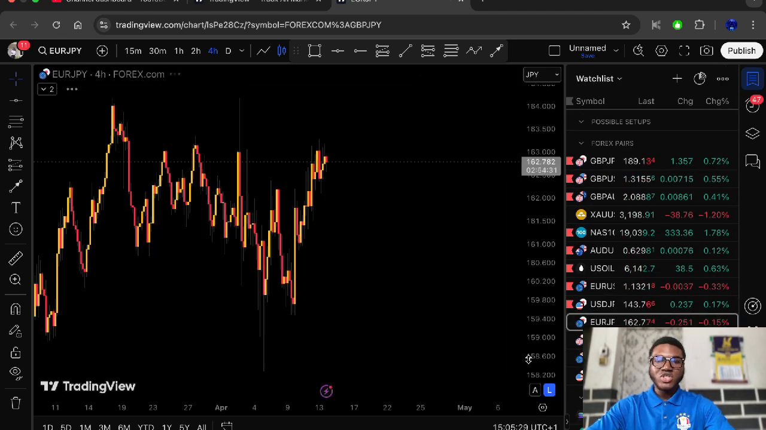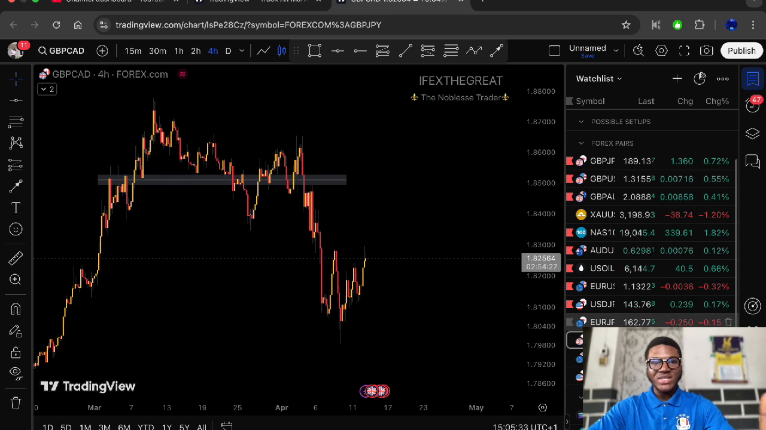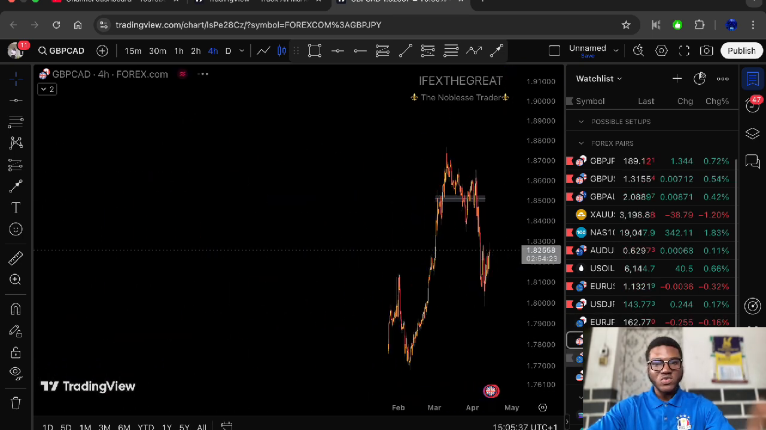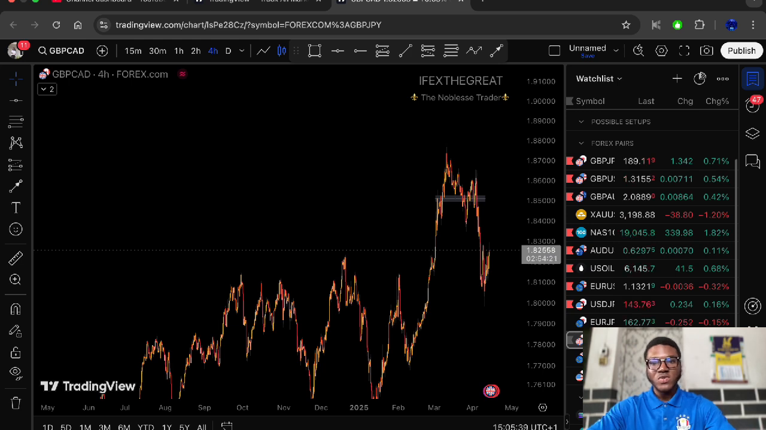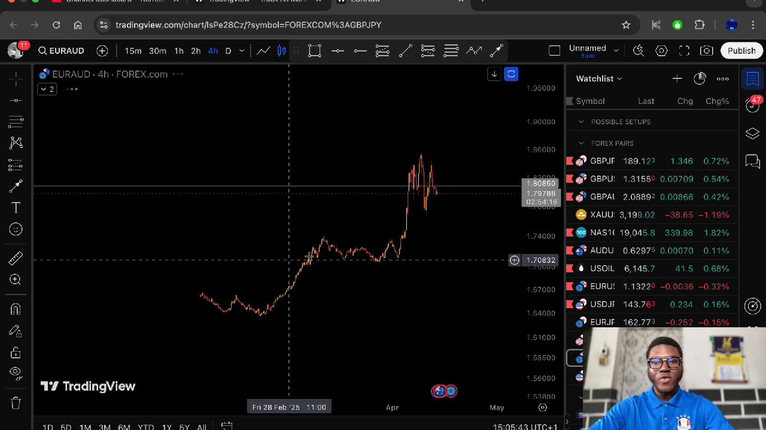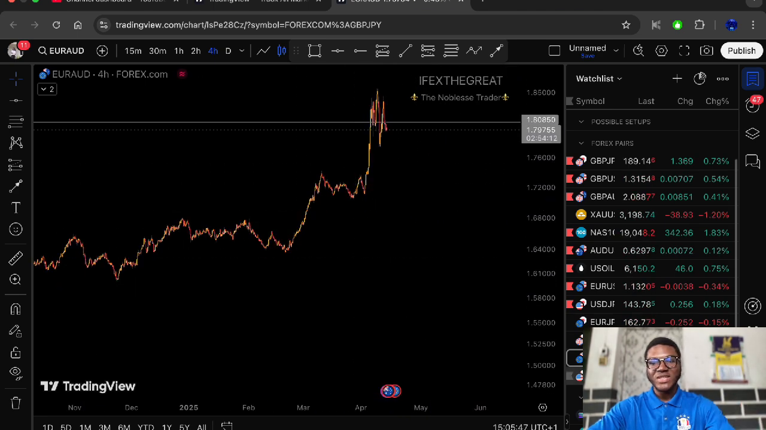So Euro JPY, not good. I'm not really trading Euro JPY for now, and I think I will delete that pair. GBP CAD, same thing, not really nice too, so I might not trade GBP CAD. Euro AUD, the remaining pairs are kind of wonky right now. You can see how trash they're looking. They're looking so disorganized, so I'm not really trading them right now.